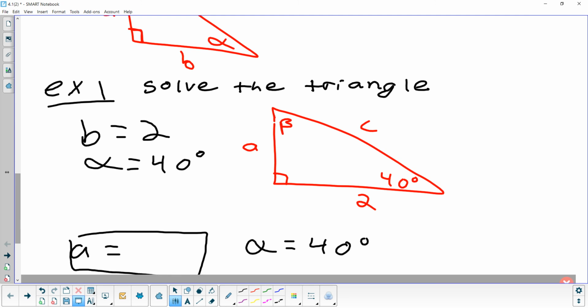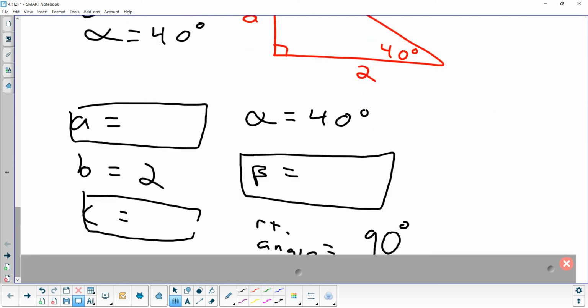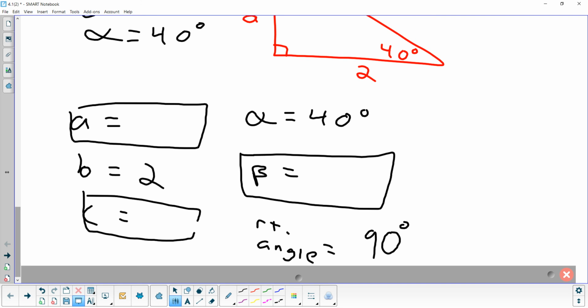So now, let's set up a table. The table is just to organize all our answers when we're done, so they're all in the same spot. We'll do all the work below the table. So I put A, B, and C for my sides, alpha, beta, and then the right angle, which I can already fill in, is 90 degrees. All right.